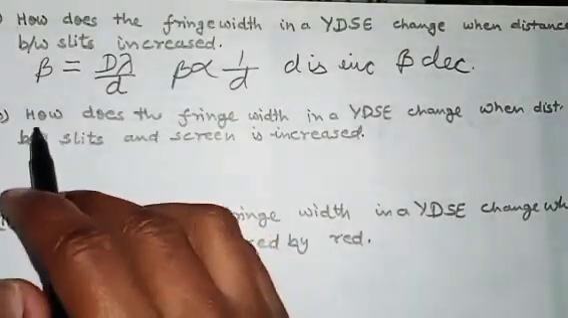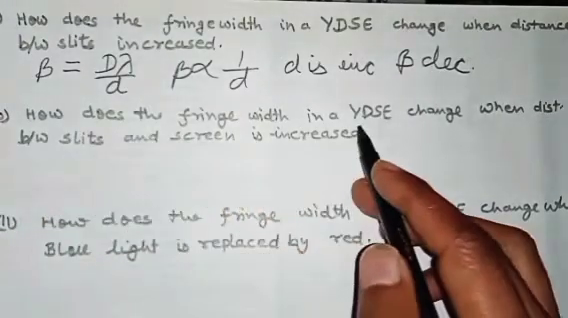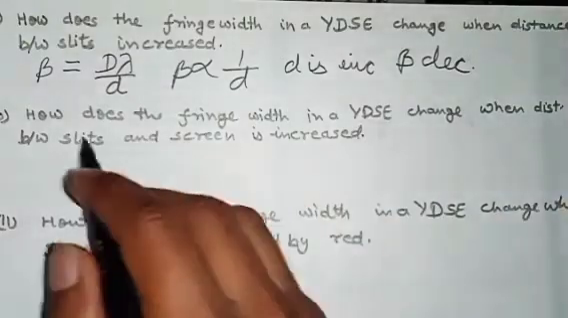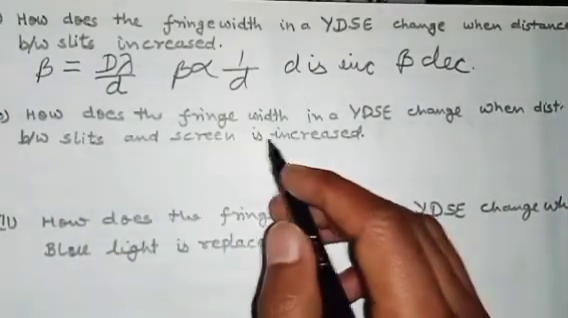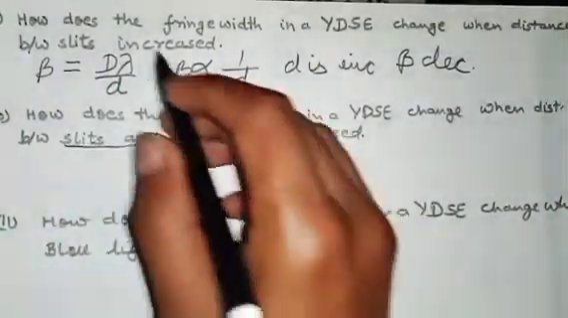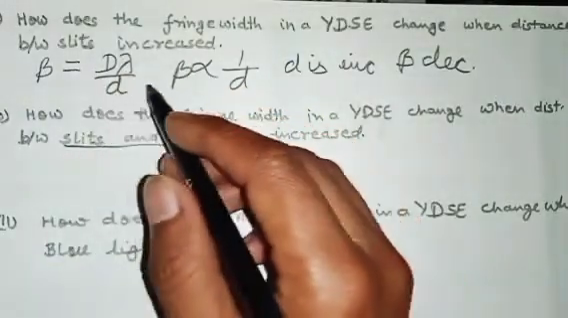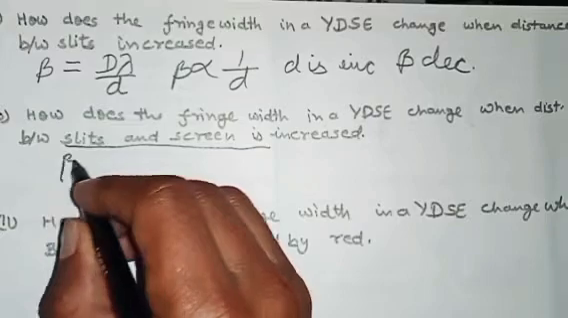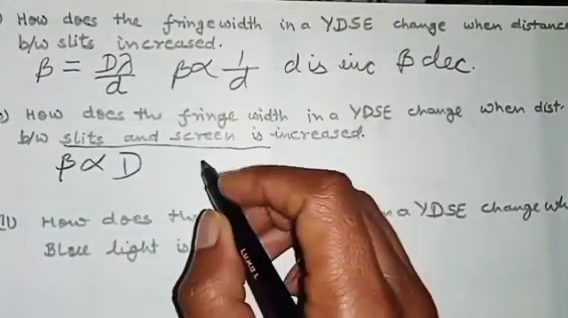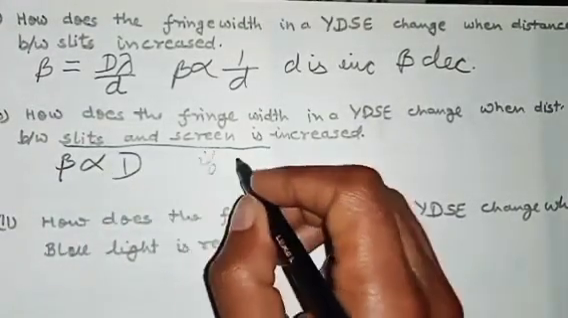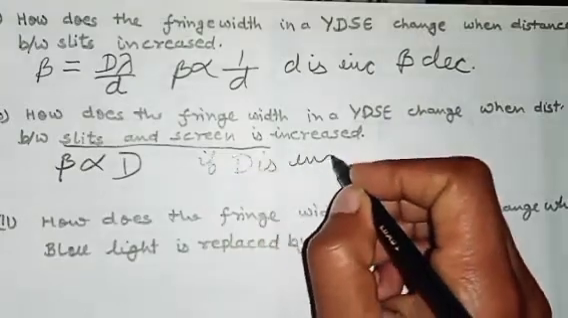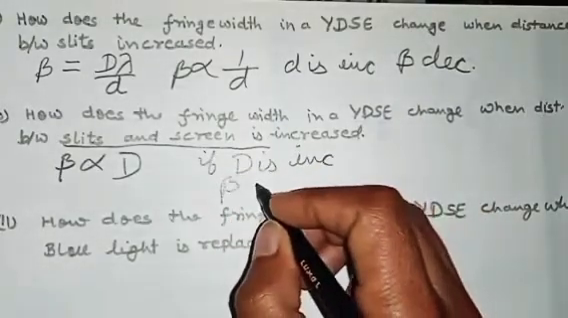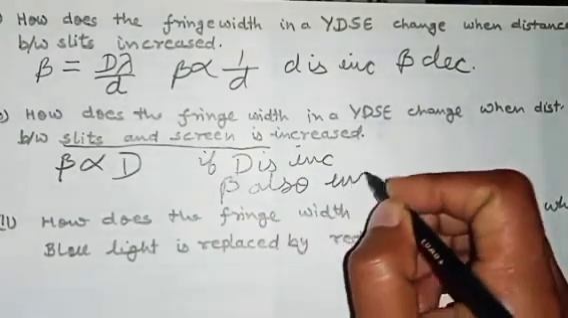And here is a confusion. How does fringe width in double slit experiment change when distance between slits and screen is increased? Here don't get confused with this. Distance between slits is small d, and distance between slits and screen is capital D. So β is directly proportional to D. If D is increased, then β is also increased.